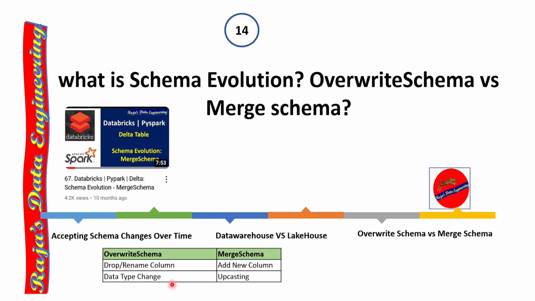So even if there is a data type change, for example we have to convert a certain column from integer to string, both completely different families, it is possible. But with merge schema, we can perform only upcasting, which means from short integer to integer, or integer to big integer. Within the same data type family, we can perform upcasting. So these are the major differences between overwrite schema and merge schema.